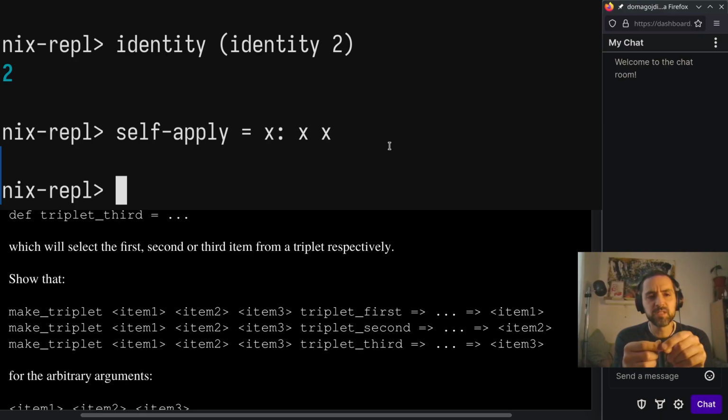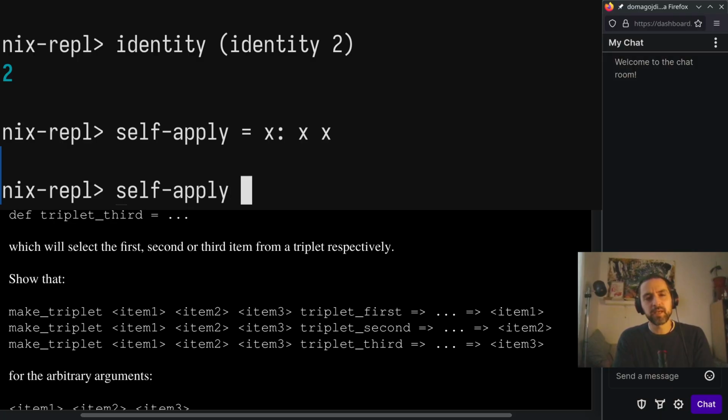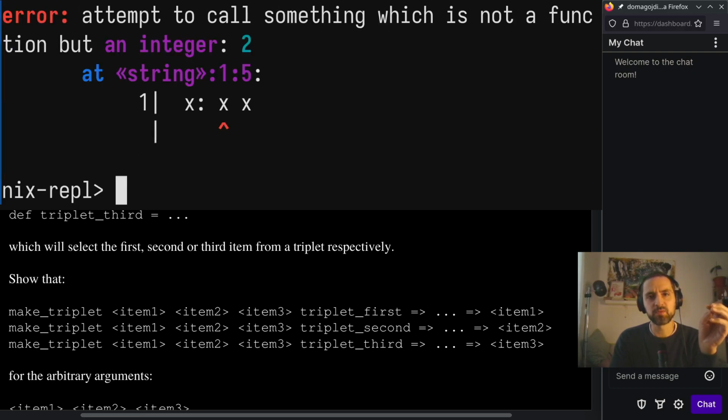Self-apply works because if you try to define this in GHCi, or I think also in other interpreters, it fails because you have to apply the arguments to itself. It's circular. Let's do the self-apply and give it a 2. If we give it a 2, it will apply 2 to 2, and then you see, attempt to call something which is not a function but an integer.